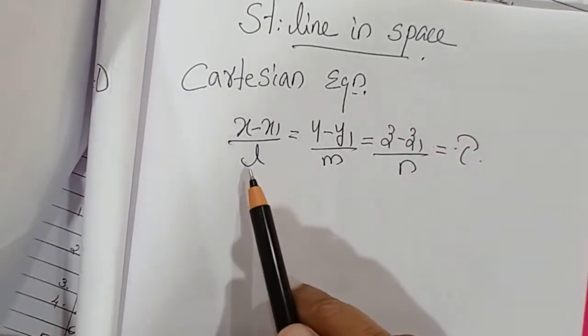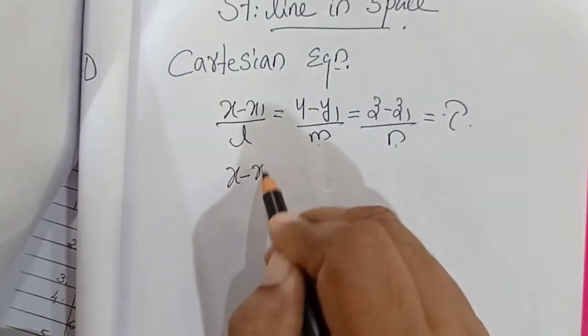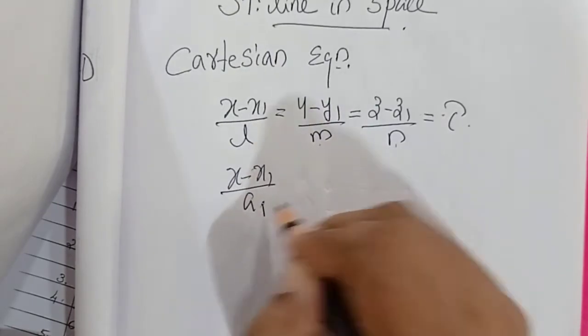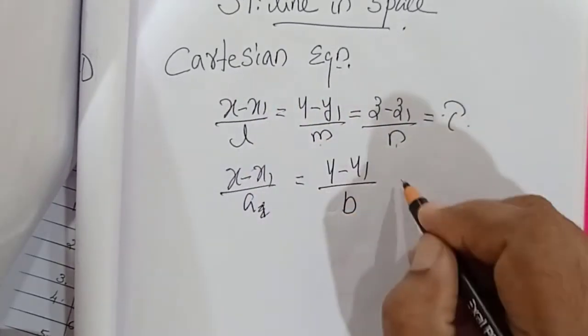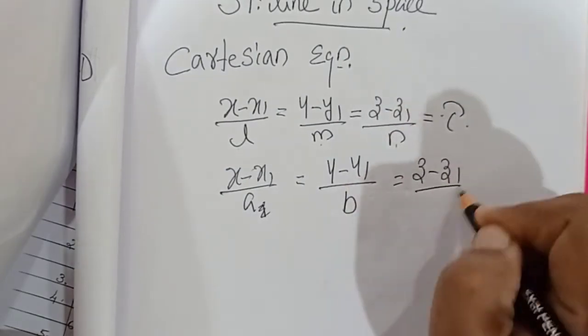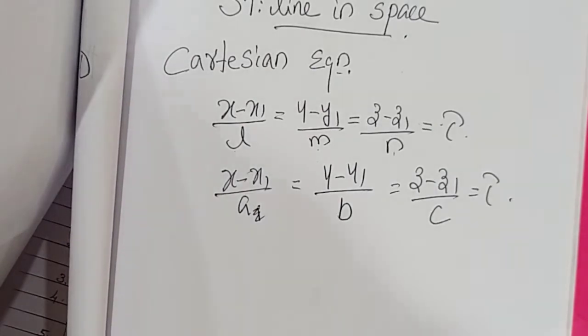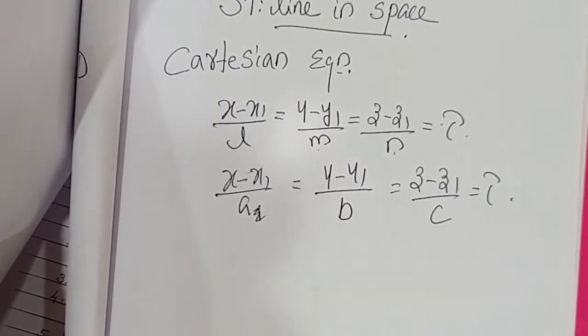Or instead of L, M, N, if the direction ratios are given, you can write x minus x1 by A1 equal to y minus y1 by B1 equal to z minus z1 by C1 equal to lambda. If L, M, N are given, you apply the first formula, and if A, B, C are given, apply the second formula.